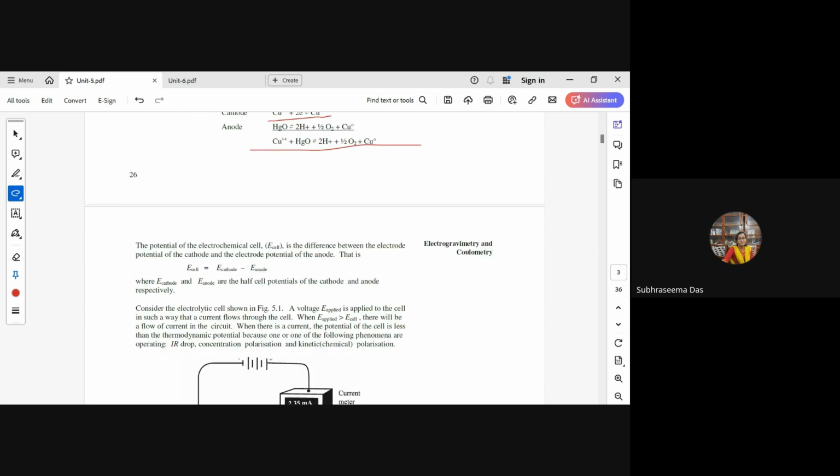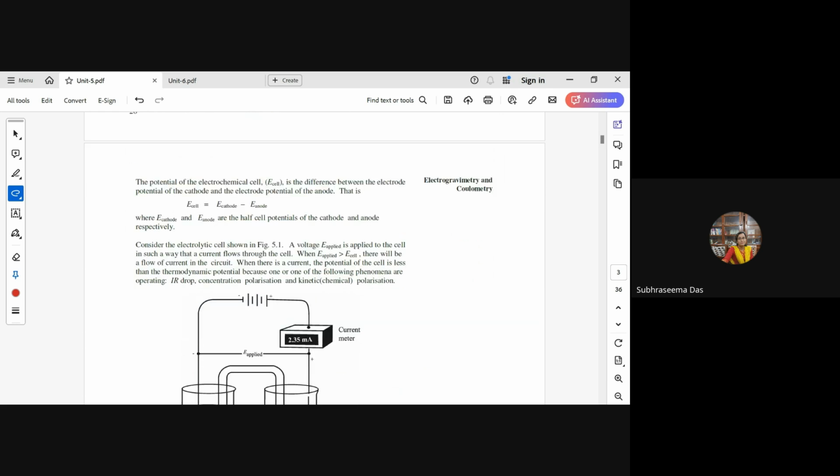Now we know how to calculate the potential of an electrochemical cell. That is given as E cell is equal to E cathode minus E anode, where E cathode and E anode represent the half cell potentials of the cathode and anode respectively. So first we need to calculate the half cell potential of both the respective electrodes, and then we can find out the overall EMF of the cell that is represented as E cell.